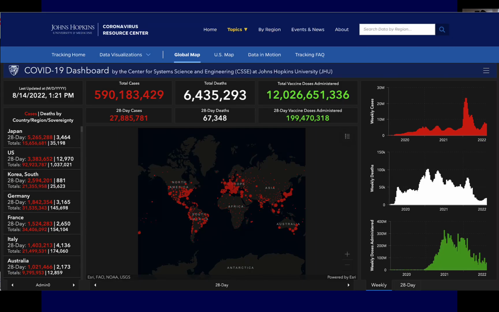This slide shows the status of the COVID-19 pandemic globally to date. There have been nearly 600 million cases recorded and over 6.4 million deaths recorded since the pandemic began. And by many counts, all of these numbers are severely underestimated.